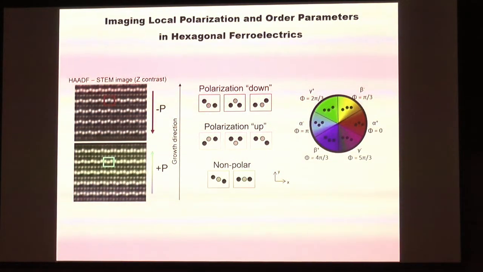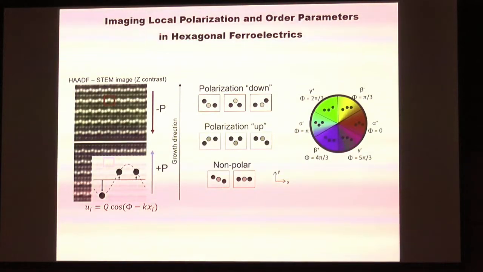And so we can go one step further with this, and if we fit a sinusoidal curve to the displacements of these ions, we can directly pull out the order parameter. So here we have the amplitude of this displacement, Q, and also the phase, wrapping around this phase wheel phi, for these 6 different ferroelectric domains. And that can directly pull out this order parameter, Q cosine phi, Q sine phi.